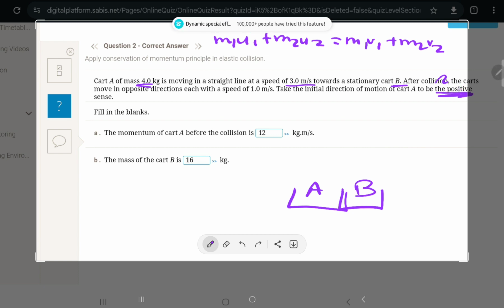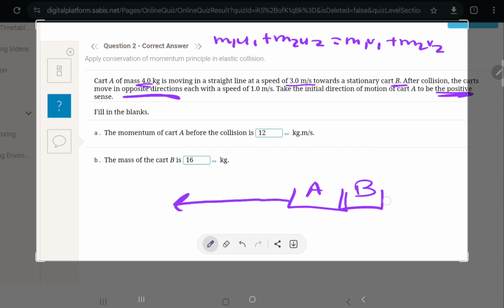So then what will happen? They said that after collision, they will start moving in opposite directions. So now A starts to move here and B starts to move here. So A is contradicting its original direction of motion. So if the right was positive, A is now moving to the left, so it's negative, and B is moving to the right, so it's positive.